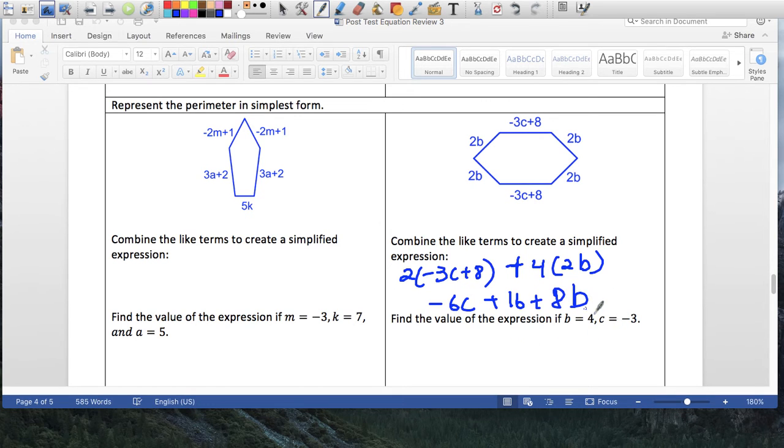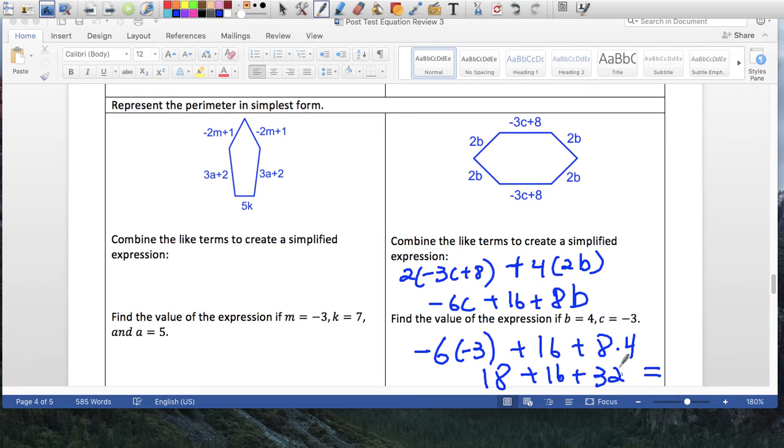Now I substitute. b is 4, c equals negative 3. So it's negative 6 times c, which is negative 3, plus 16, plus 8 times b, which is 4. Negative times negative is 18. 6 times 3, plus 16, plus 8 times 4 is 32. Now you just add. So it's 50, 66. Yeah? 32 plus 18 is 50, then plus 16 is 66. So hopefully I'm correct. So, is there more?